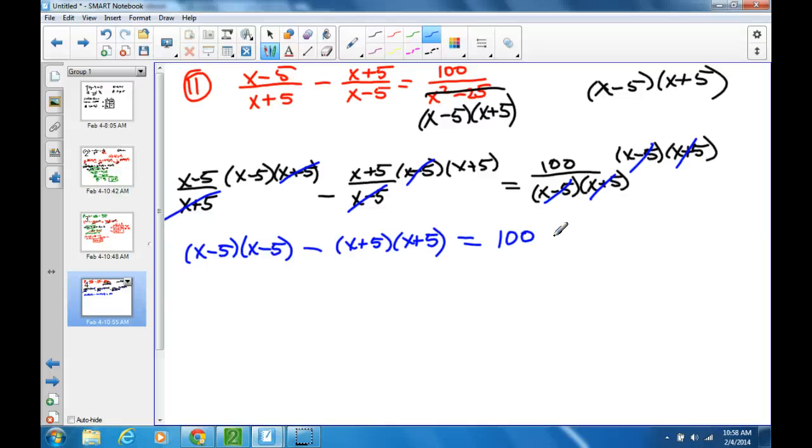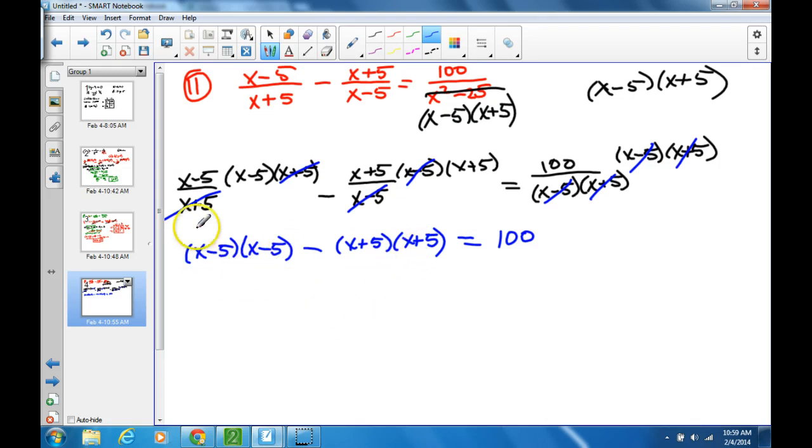Once you get to this point, what do you think you're going to have to do to solve it? Foil it, yep, or box method multiply if you want to do it that way. Whatever way you want to multiply these together, you need to do that. So first we're going to foil or use the box method to multiply these two sets of numbers together.